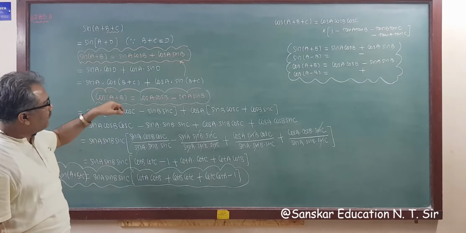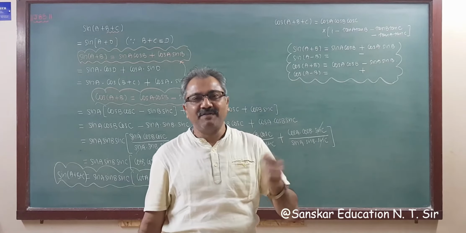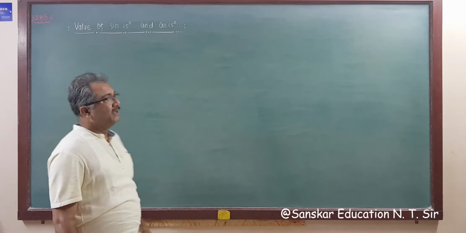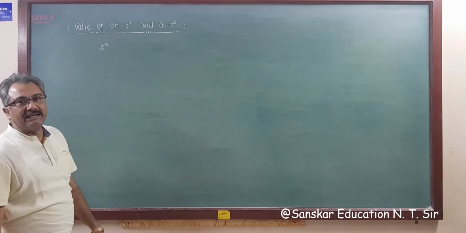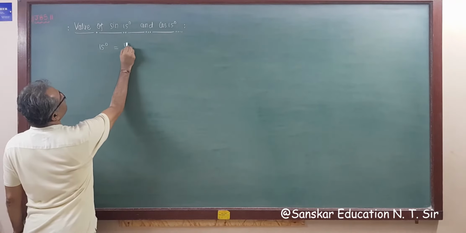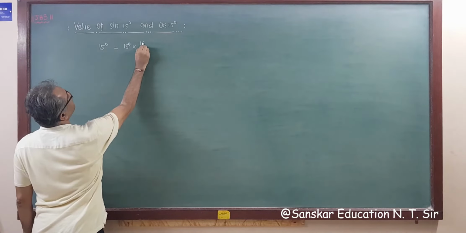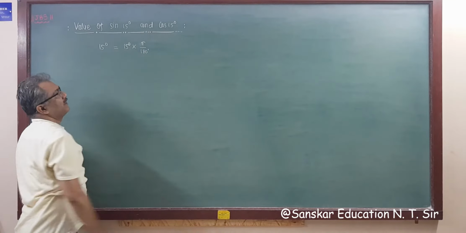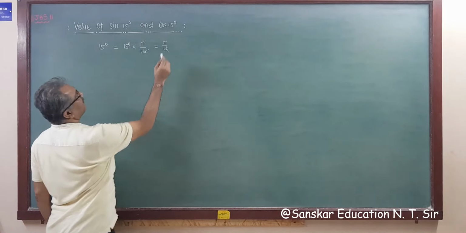Okay, so now using all these formulas we are going to find the value of sine 15 degree and cos 15 degree. First of all, if you want to change 15 degree into radian, we take 15 into radian measure in numerator and degree measure in denominator. So 15 twelves are 180, so pi by 12.